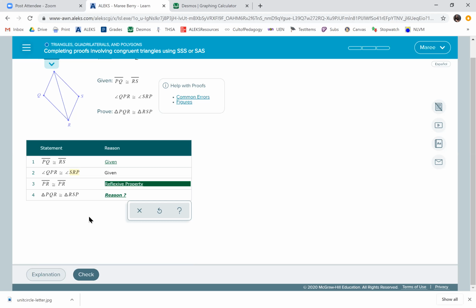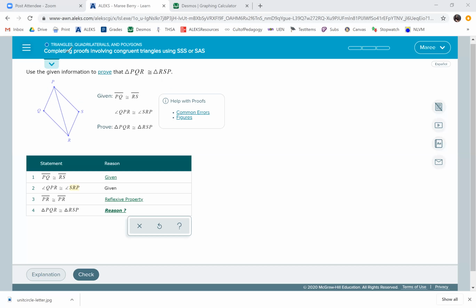Okay, let's draw. We're going to draw on our figure. PQ is congruent to RS. So I'm going to type this. Wait, I'm going to put in a little hash mark so I can see it. PQ is congruent to RS. Angle QPR, so QPR is this angle, is congruent to SRP, so this one. And PR is congruent to itself.